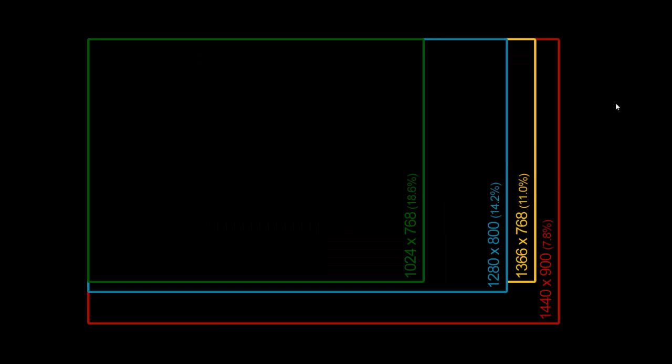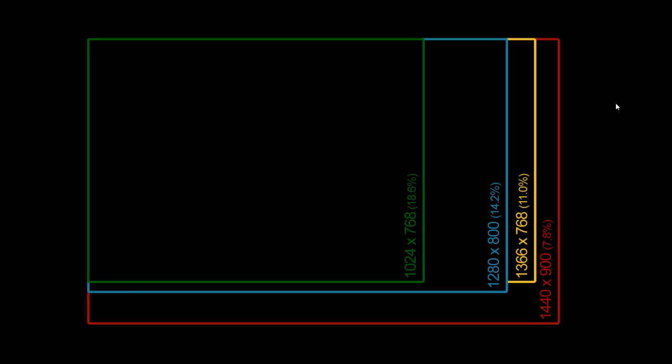What you're looking at now is 4 different boxes. These represent various screen sizes of different users. The green box is 1024 by 768. It's a very standard size, though actually kind of an older size. It's what we call a 4:3 aspect ratio as opposed to widescreen. That's a little bit beyond the scope of what we're dealing with here, but a lot of people are still using it. In this case, 18.6% of the users. The blue box is 1280 by 800, and 14.2% of the users are using that size. 1366 by 768 is our yellow box, and then of course 1440 by 900 is our red box.